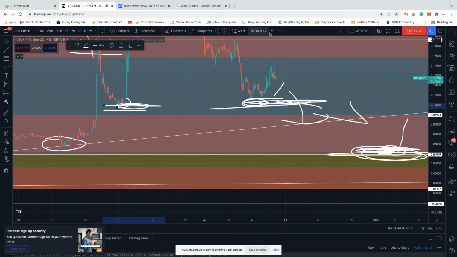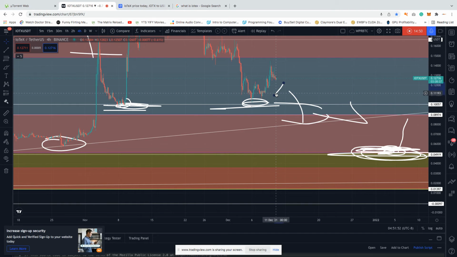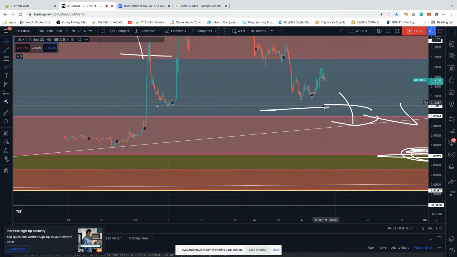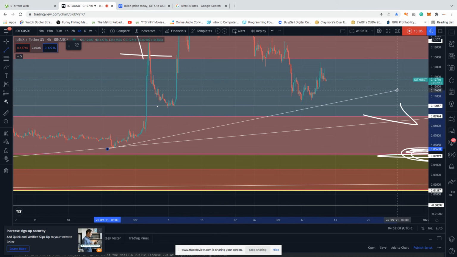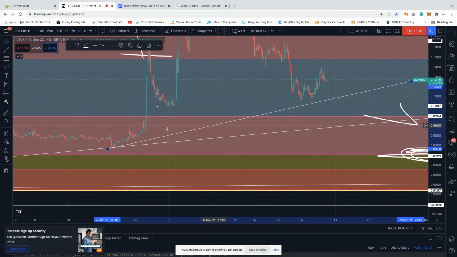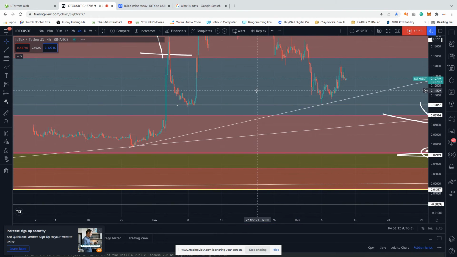Not a trend line. We can actually get an intraday trend line that they are trying to develop right here. That is what they are trying to maintain. But I tell you, this intraday trend line is likely going to break. It's very weak. Very weak trend line.